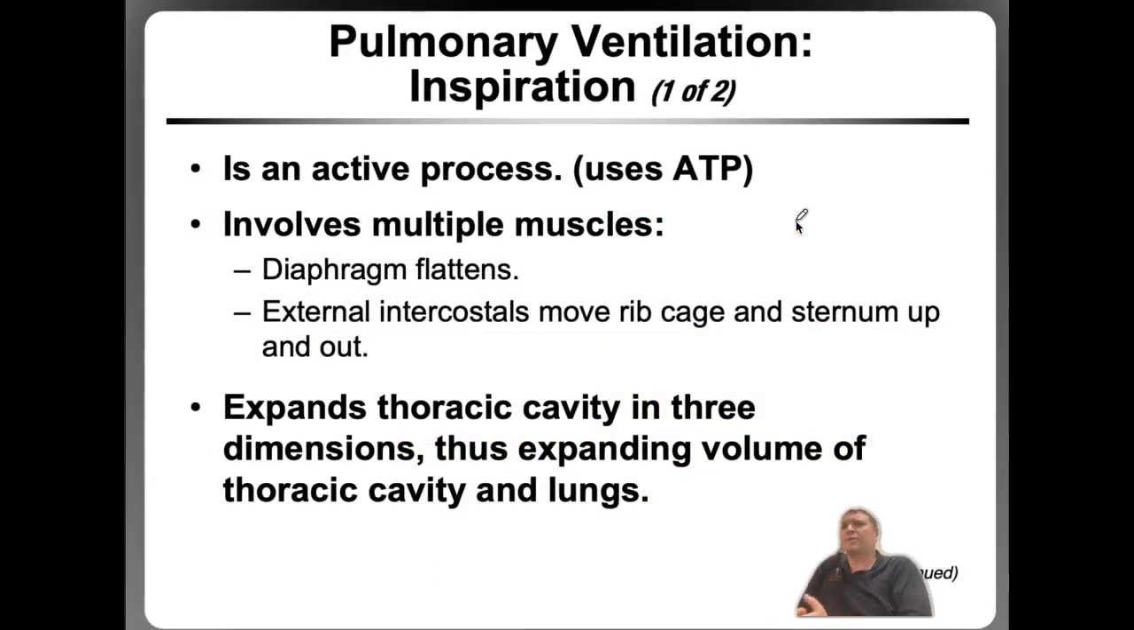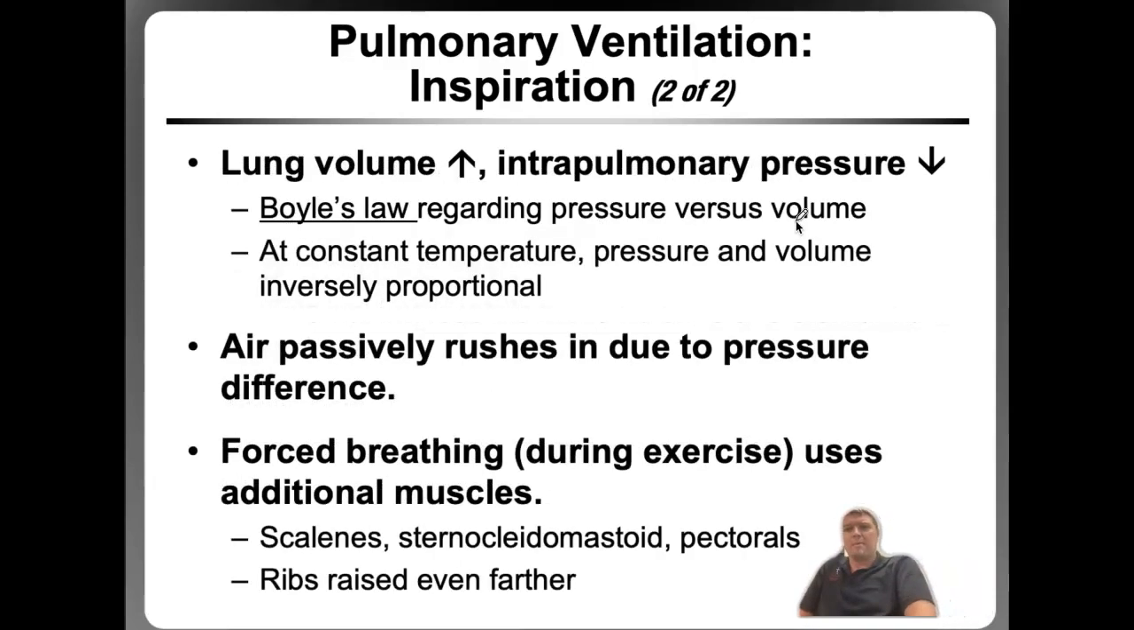So pulmonary inspiration, bringing air in, is what they call an active process. It really means it uses ATP in order to happen. It involves all the different muscles there. Your diaphragm at the bottom will flatten, and the muscles of your rib cage go up. It's going to extend the thoracic cavity in 3 dimensions: forward, backwards, up, down. All those things are going to expand in order for your lungs to work.